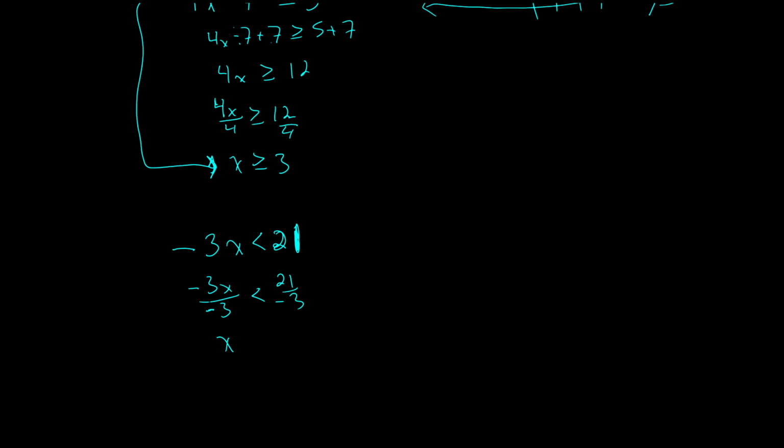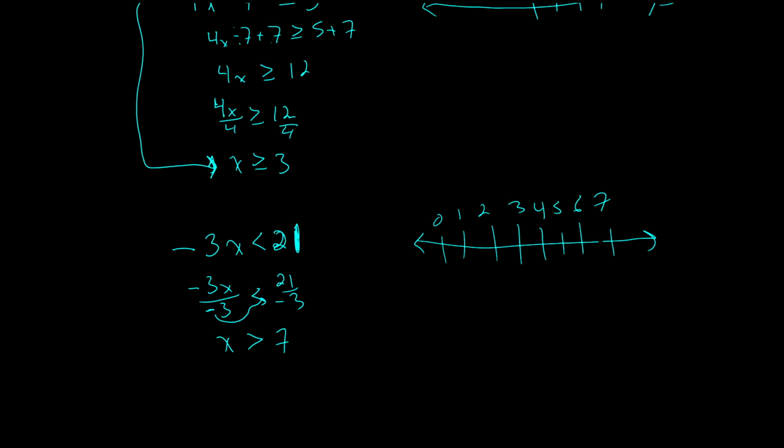Which will give me x is. But when the negative comes through, it's going to change the direction of the inequality. And so that's something we have to keep in mind, that when we are dividing by or multiplying by a negative across an inequality sign, it changes the direction of the inequality. So when we're dividing or multiplying a negative across an inequality, it changes the direction of the inequality. And so this one's an open circle, and everything bigger than that.